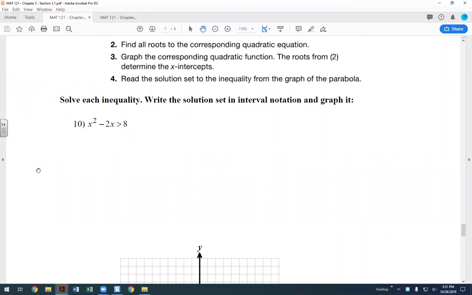So we're starting with our first example here. They're saying solve each inequality, write the solution set in interval notation, and graph it. So that's the first thing we're going to do, is try and get our x-intercepts and then graph this. So the first step here should be to get all the terms on one side, 0 on the other side. So what should I move here in this example? What term can I move? Yeah, you want to move the 8 and bring it to the left-hand side and get 0 on the right-hand side.